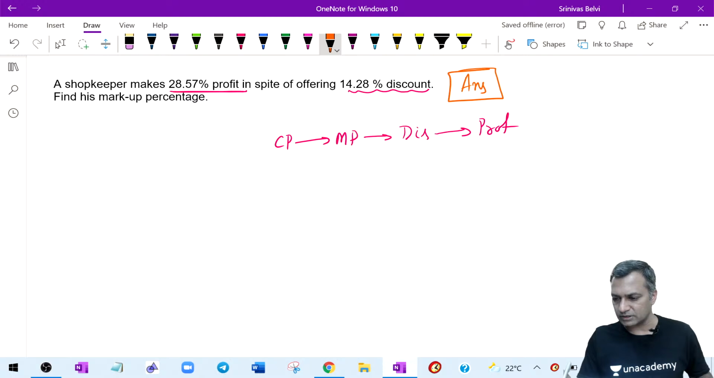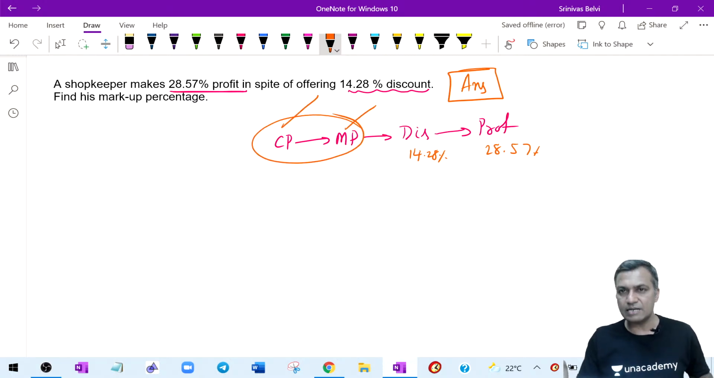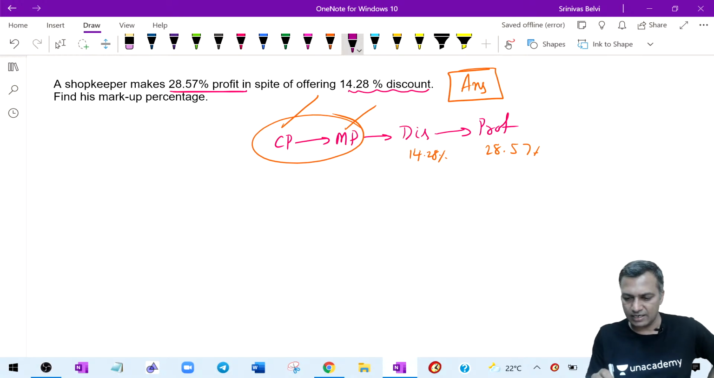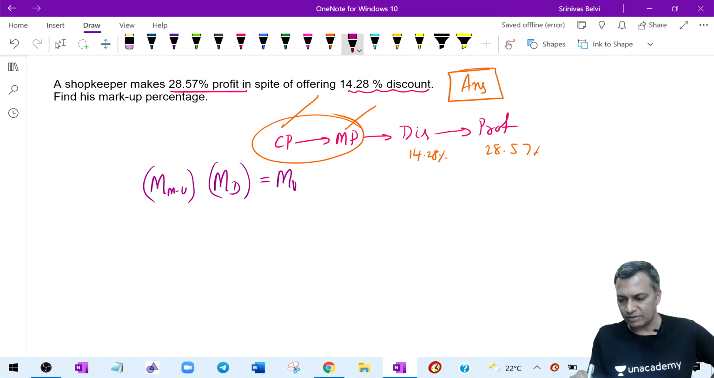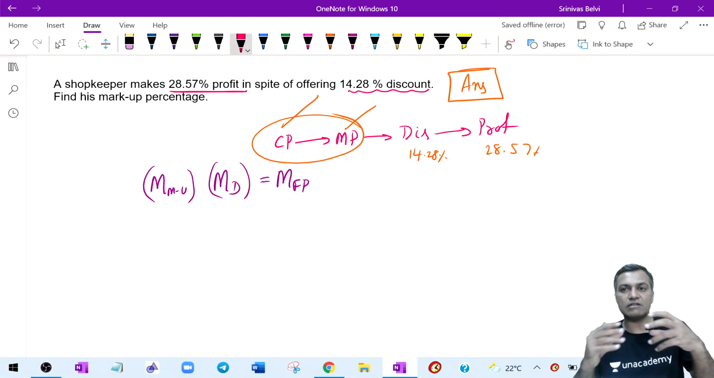And what is the discount percentage? This has been set at 14.28%. What is the final profit he is making? Therefore, there is some relation. He bought something and marked something, and this is what he is making. So you say that there is a multiplier related with the markup, a multiplier related with the discount, and a multiplier related with the final profit. You need to understand which side of the story is given to us. That has to be clear.